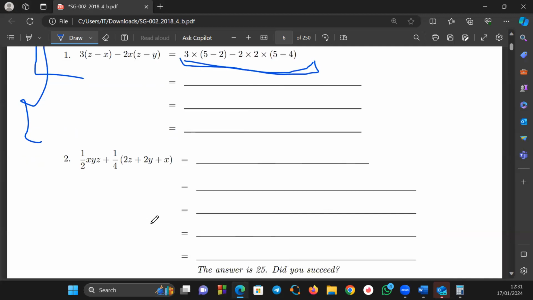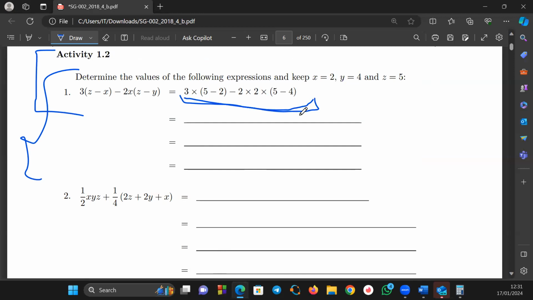So also this one, I will do the first line. You guys, you're gonna complete it using the BODMAS rule. So if I substitute this, it's going to be 1/2. Remember, 1/2 is half. It's gonna be multiplied by our x, which is 2, multiplied by our y, which is 4, multiplied by again our z.